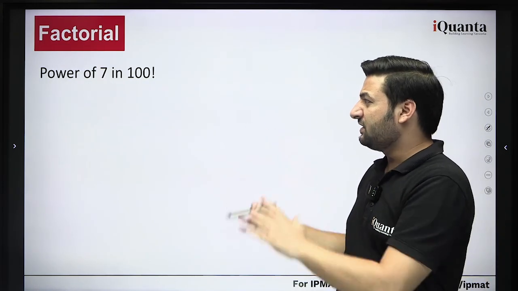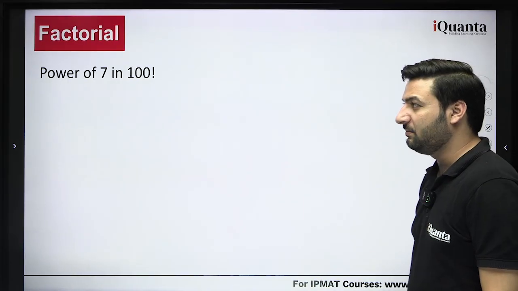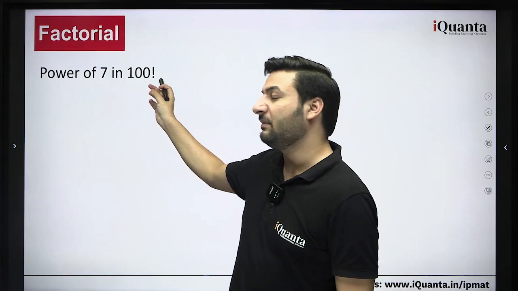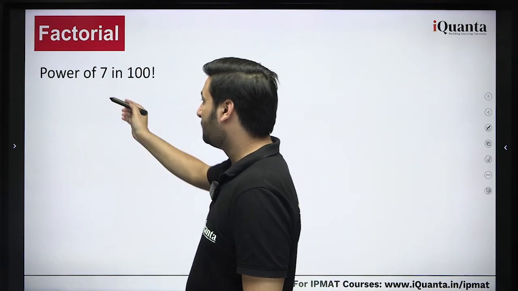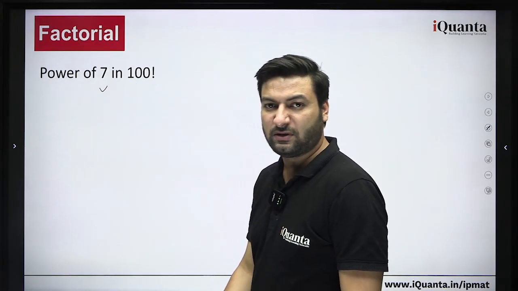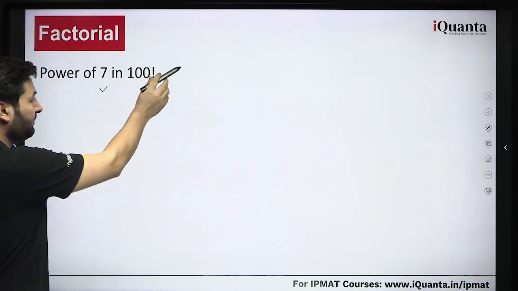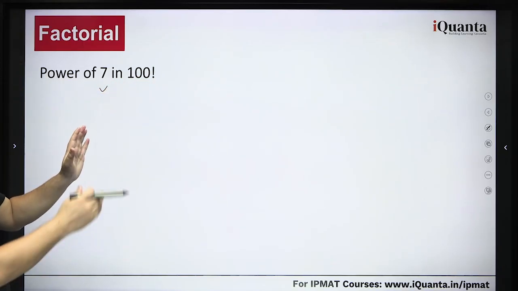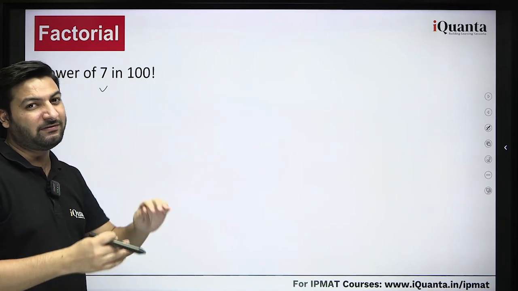So, the next question is power of 7 in 100 factorial, okay. I just told you that they will be asking a question around power of a prime in a factorial, okay. What do we have? Power of 7 in 100 factorial. So, this is a prime number, yes or no? 7 is a prime number, it has only 2 factors, 1 and 7, yes, it is a prime number. How to find out the power of 7 in 100 factorial? If you expand 100 factorial by writing it as 100 into 99 into 98, it will be very difficult, okay.